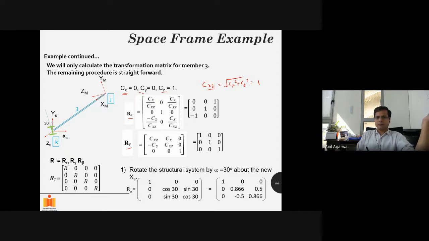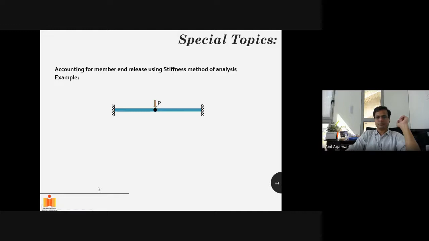Fine. And then alpha, as we had discussed before, alpha will be 30 degrees. But you have to do that mental calculation to calculate the alpha value. And that's what you will get, R alpha. And then you multiply the 3, you will get R. And then you put them in this sequence, you will get RT. Got it? Fine. Any questions about the space frame?